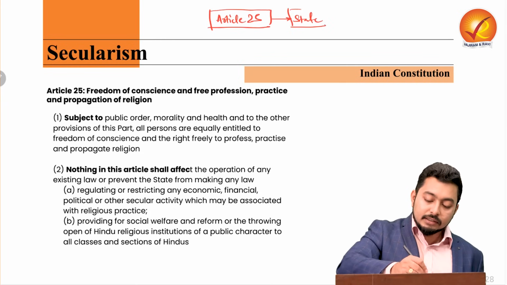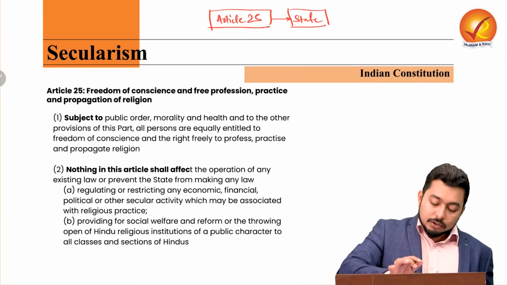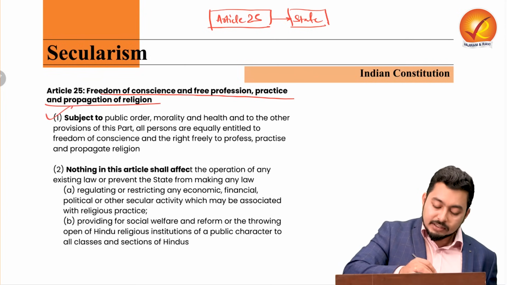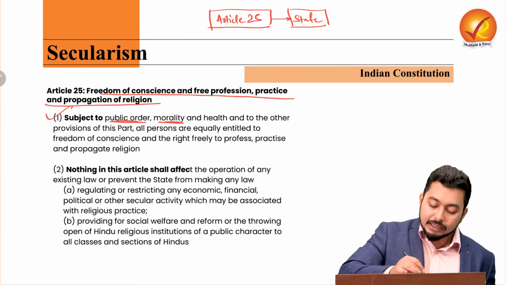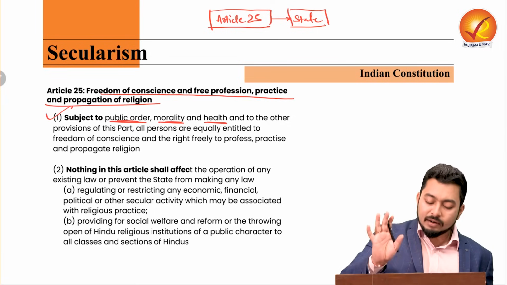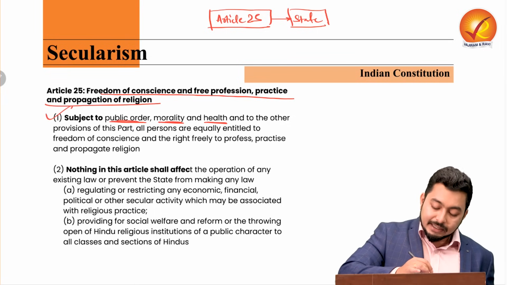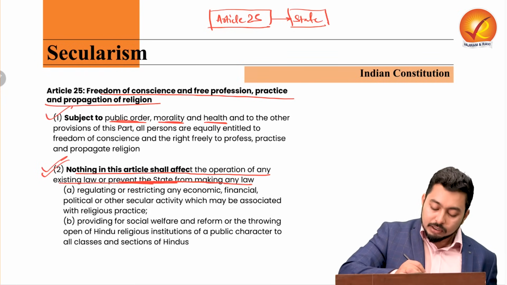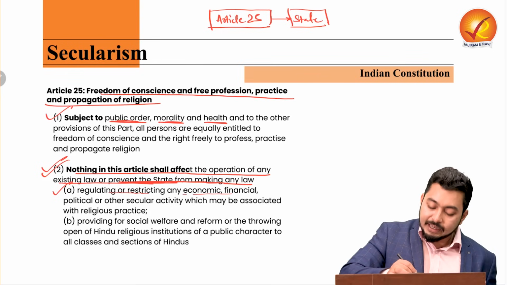What is the role of state in secularism? So, freedom of conscience and free profession, practice and propagation of religion, subject to public order, morality, health, and other provisions of this part. Now, let's read 2. So, 25.2 says, nothing in this article shall affect the operation of any existing law or prevent the state from making any law, A, regulating or restricting any economic, financial, political or other secular activities. Please understand this word, secular activities, which may be associated with religious practice.